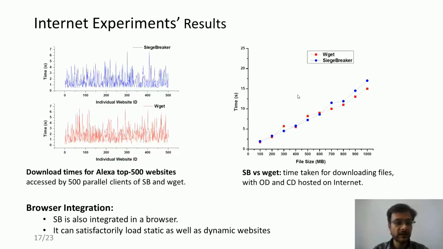Moving on to the internet experiments, we downloaded the default web pages of the Alexa top 500 websites, and we compared those download times with wget. The average download time for SiegeBreaker was 1.8 seconds and wget was 1.7 seconds. Similarly, we downloaded files of various sizes. These files were hosted on cloud servers and we accessed them using both wget and SiegeBreaker. And as you can again see, the time taken was almost comparable.